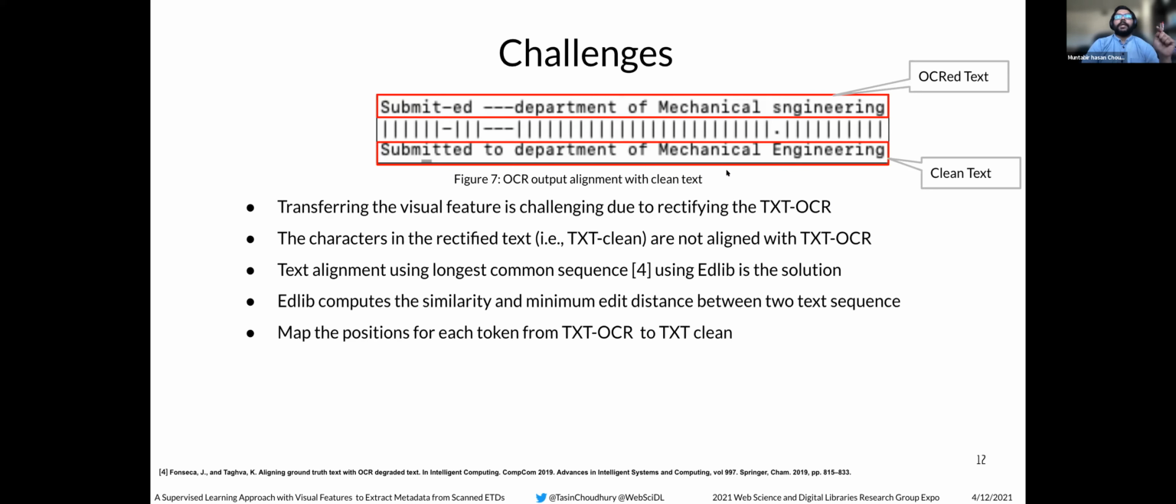So for text alignment purposes, we used the longest common subsequence approach. This approach has been applied in various fields, such as bioinformatics, and we are using edlib, which is a Python wrapper, and it computes the similarity and minimum edit distance between two text sequences. And this is how we obtained the text alignment, and then we mapped the positions for each token from text OCR to text clean.